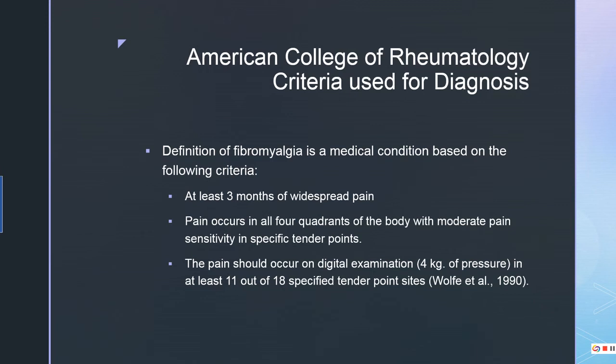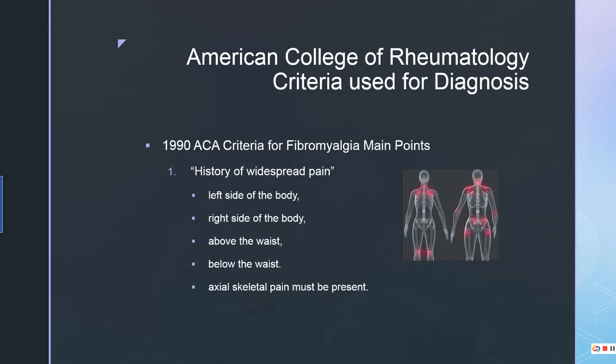The pain should occur on digital examination with 4 kilograms of pressure in at least 11 out of 18 specified tender point sites. This criteria was rather restrictive, however. The criteria stimulated further investigation. The 1990 ACR criteria created increasing clinical acceptance of fibromyalgia. Since this criteria was so restrictive, many healthcare providers decided that if a patient has typical symptoms of fibromyalgia but does not meet the ACR 1990 criteria, a diagnosis of possible fibromyalgia is often assigned.